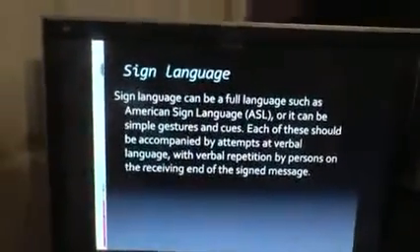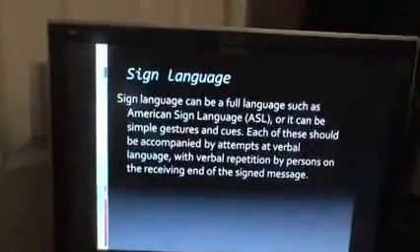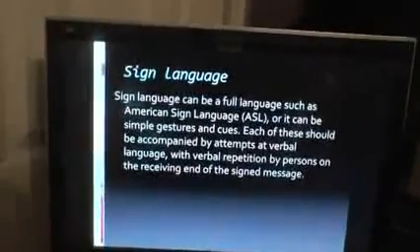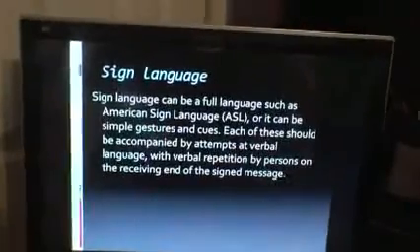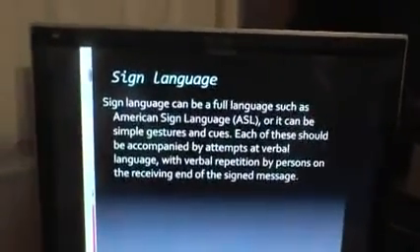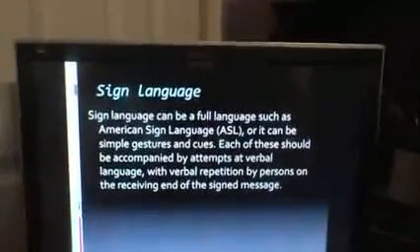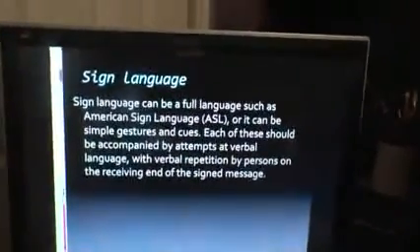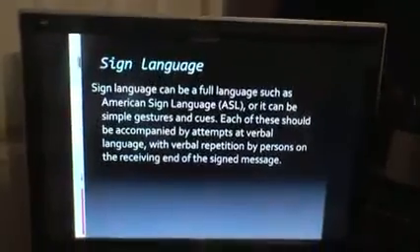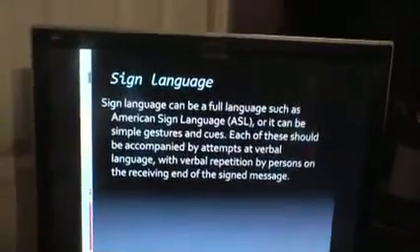The following are slides of assistive technology that I use in my classroom. Sign language can be a full language such as American Sign Language, or it can be simple gestures and cues. Each of these should be accompanied by attempts at verbal language, with verbal repetition by persons on the receiving end of sign messages.